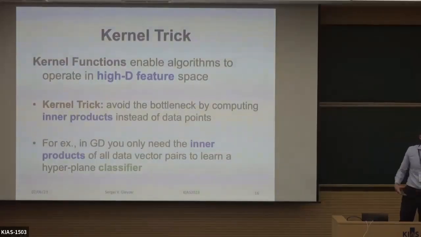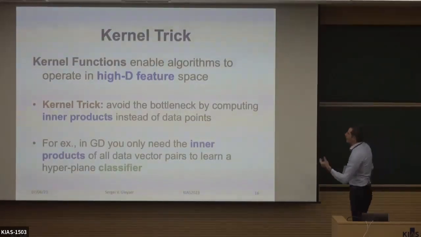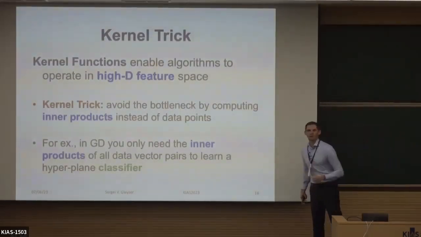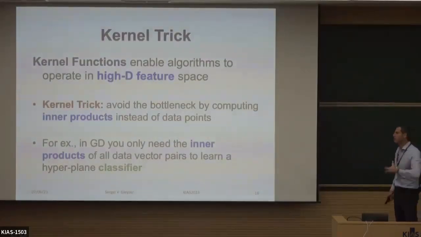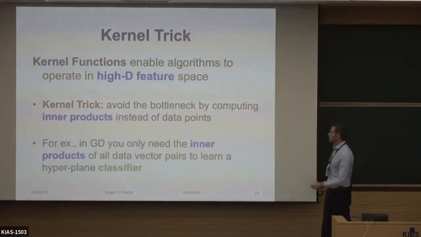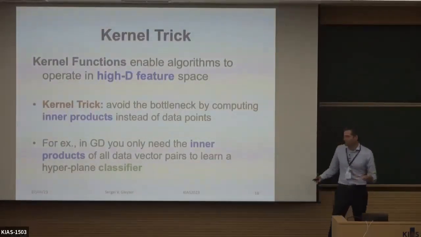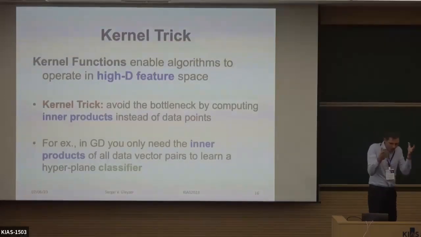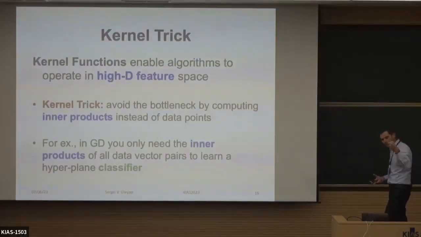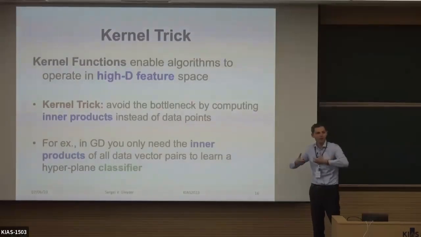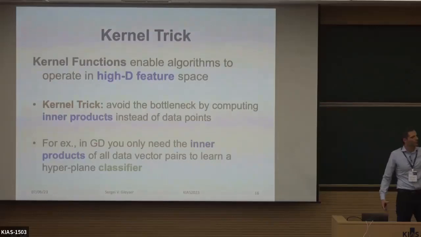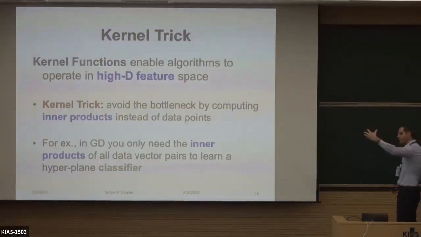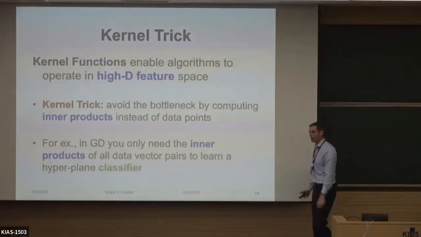It turns out all you really need are the inner products, instead of the data points themselves. It's the contraction that you need rather than the data points, which makes this much more efficient. So for gradient descent, what that means is you need only the inner products of your vector pairs to learn this classifier that you're trying to get, this separation, this hyperplane. It's a trick. You don't have to compute everything for your points in this high dimensional space. Instead, you do the inner products.